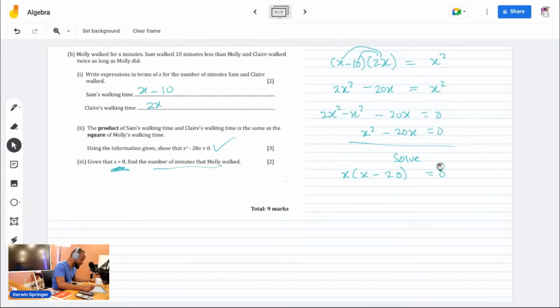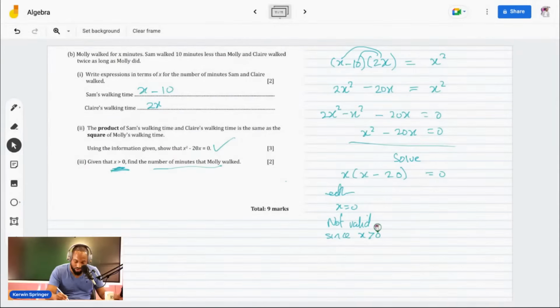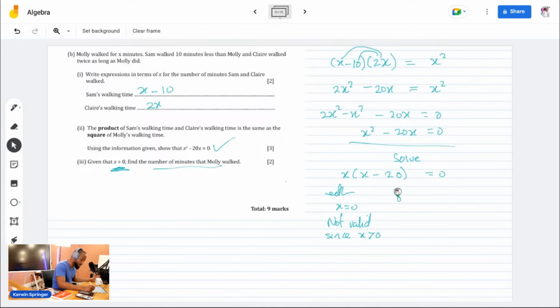So it's either x is equal to 0, which is not valid, since they just told me x must be greater than 0, can't be equal to 0. Or x minus 20 is equal to 0. So x is equal to 20. What is this? It's time, 20 minutes. And just like that, we rack up 5 algebra questions.